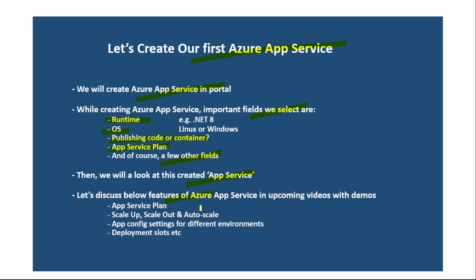And then we will discuss below features of Azure App Service in upcoming videos. So we will discuss the features like App Service Plan, scale up, scale out and auto scale, app config settings for different environments, and deployment slots, etc. And now let's go to the Azure portal and let's create our first Azure App Service.